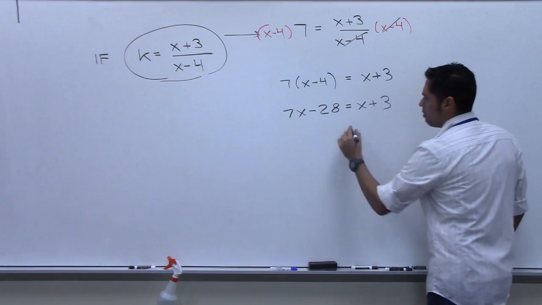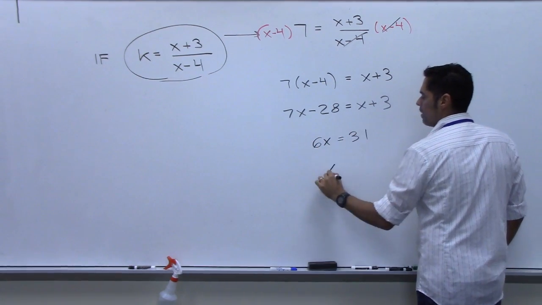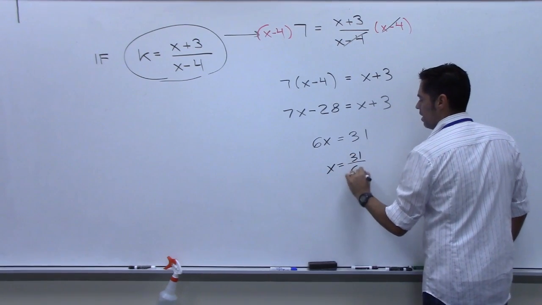I may as well take this all the way. 6x equals 31 and x is 31/6.